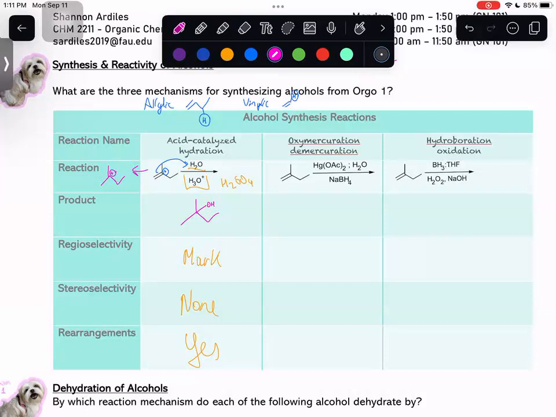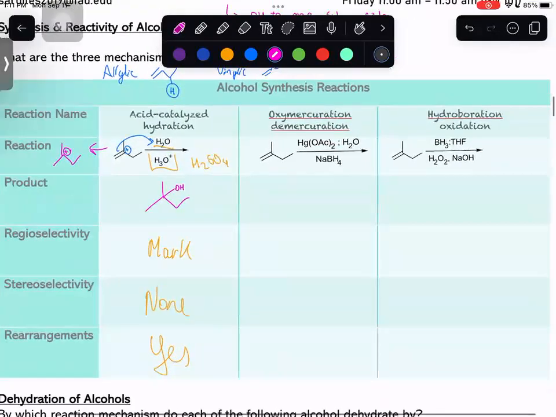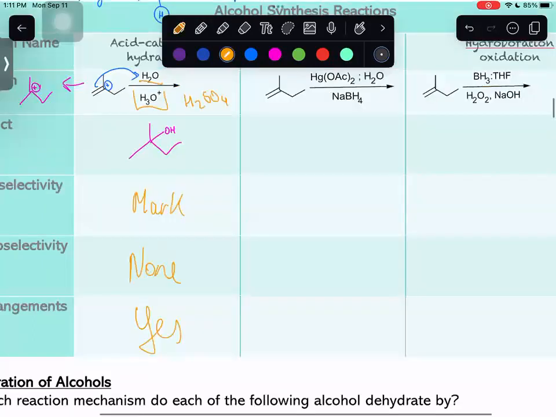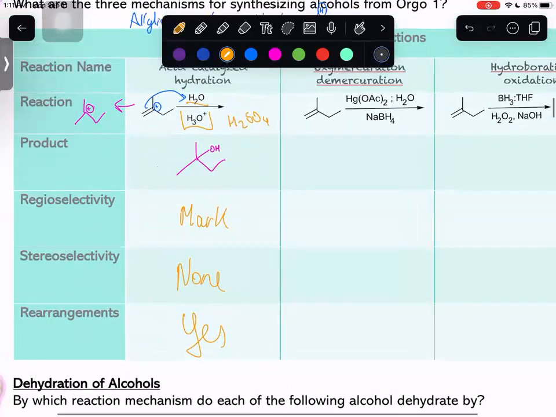Okay, we're getting there. Let's quickly talk about oxymercuration-demercuration. Of course, you can hear in the name that you have mercury. As soon as you see Hg, that's going to be your reaction. But let's talk about the rules. What's the regioselectivity? Anti-Markovnikov, do we agree over here?